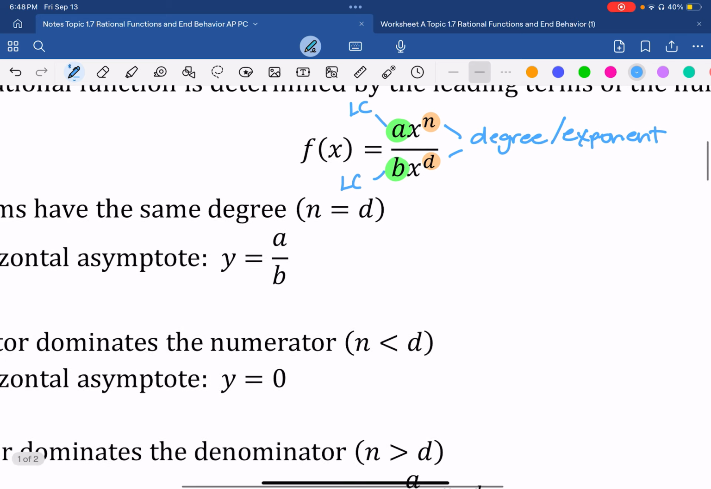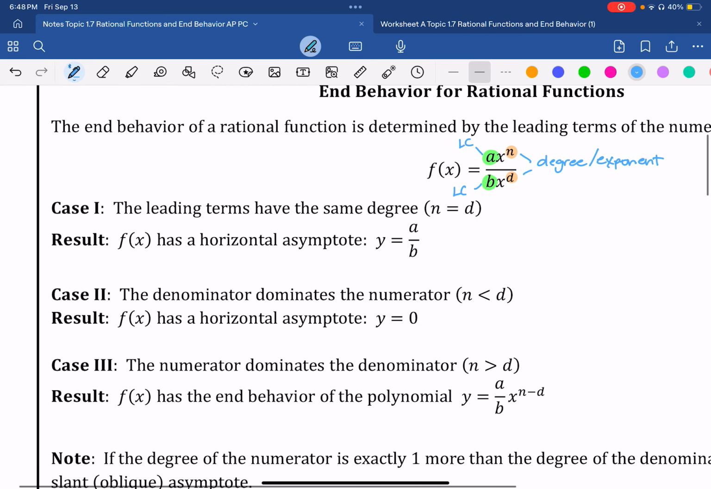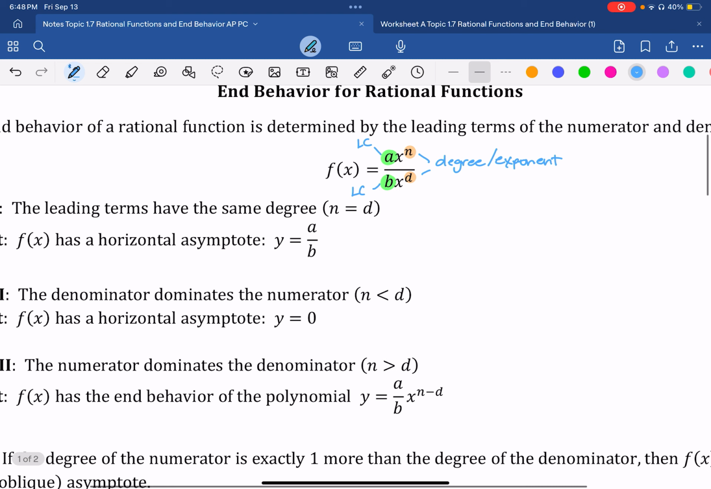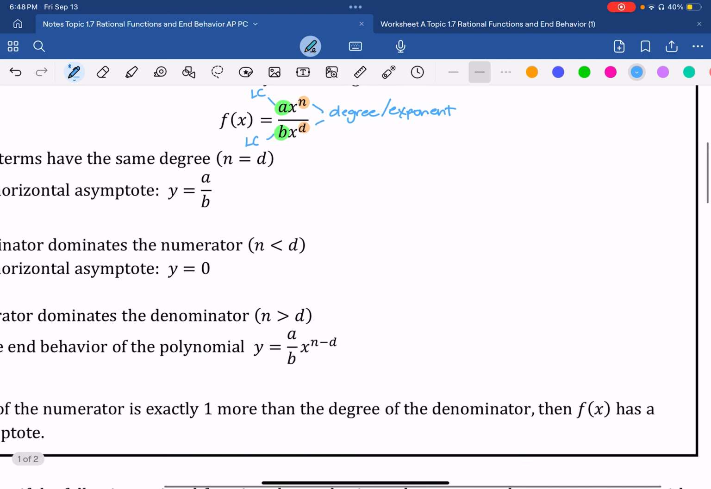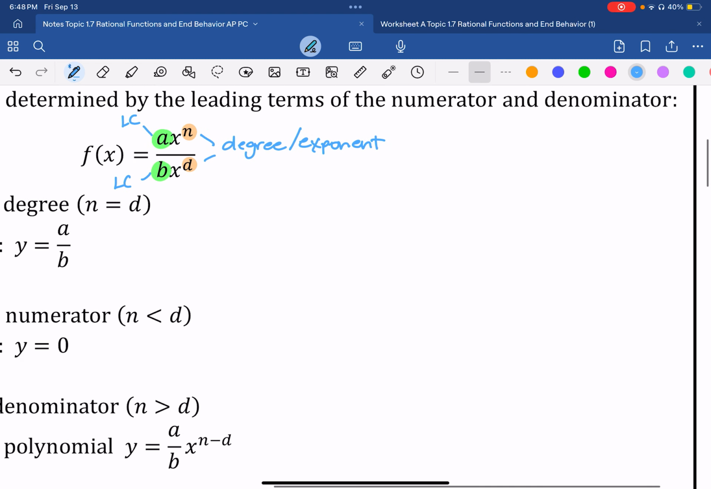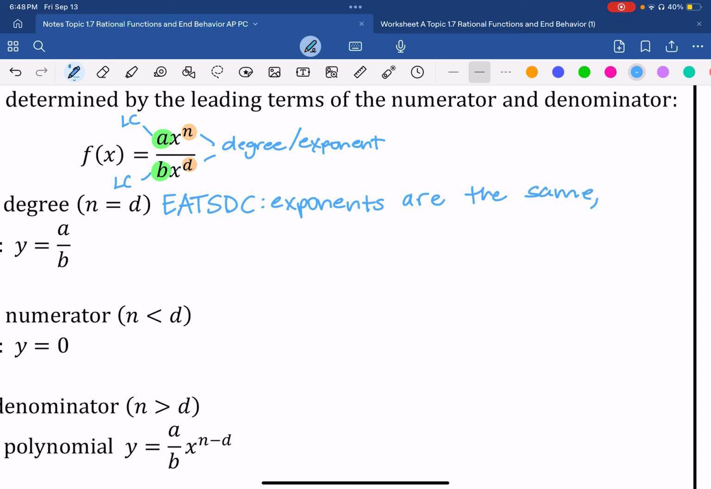Okay, so case 1 is that the leading terms have the same degree. I'm going to give you some acronyms that sound kind of crazy, but I hope that they help you remember what the cases are. Okay, so the first acronym is EATS DC. That stands for exponents are the same, you're going to divide the coefficients.